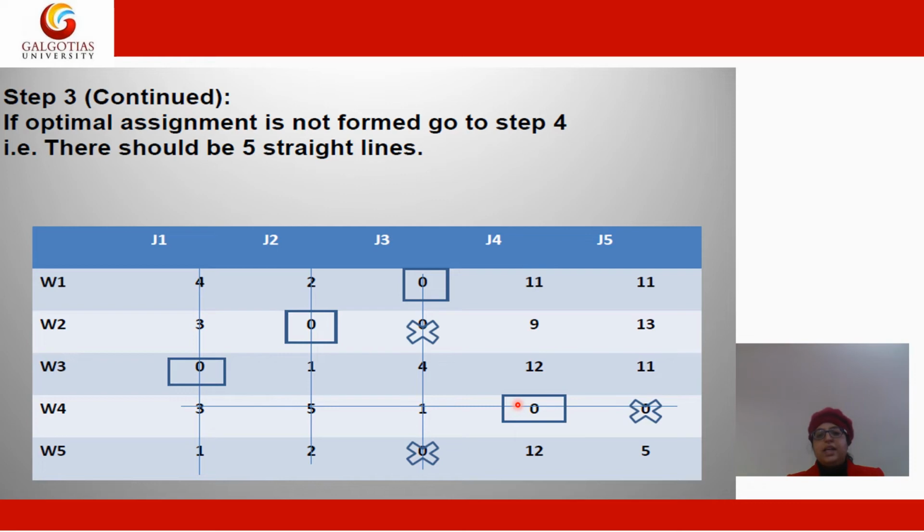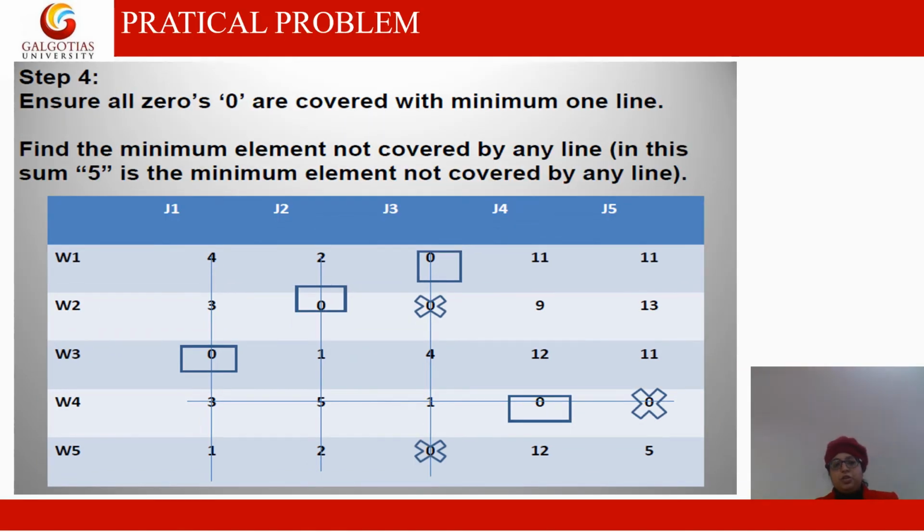Why? Because I need to cover the maximum zeros. So I will first consider that we need to cover the maximum number of zeros, and I will make a straight line over here to cover the maximum 0. So these are my covered elements and these are my uncovered elements. First, we need to ensure that all the zeros are covered with the minimum number of lines. And then we have to find the minimum element which is not covered by any line.